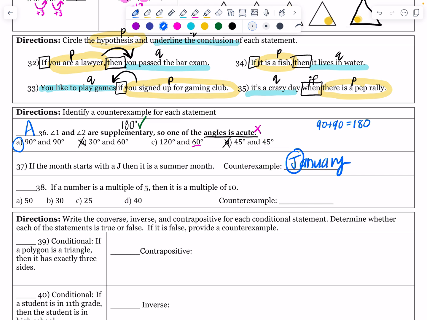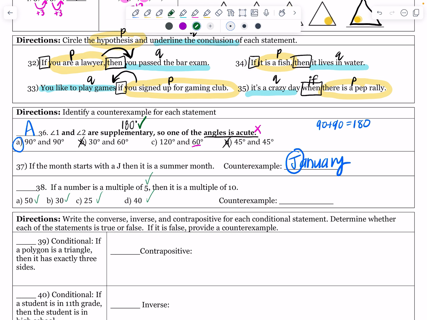Number 38 says if a number is a multiple of 5, then it is a multiple of 10. They make this multiple choice, but then they also ask you for a counterexample. We'll just list it in both spots. So we want it to be a multiple of 5, so it has to be the case to make it true. Are any of these not multiples of 5? No, all of these fit the script for multiples of 5.